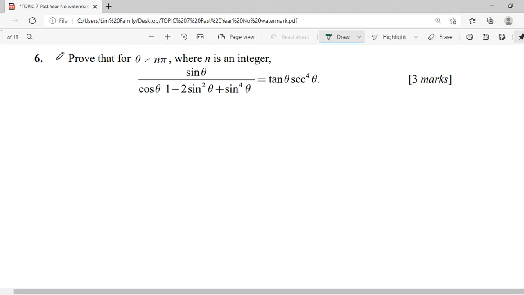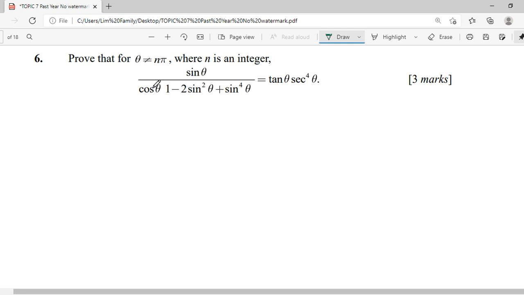Okay, so we go for number 6. They say prove that theta is not equal to n pi, where n is an integer. This means theta has a value, some angle there, so it's not 0, and we do not substitute a value inside here. We want to prove this relationship.